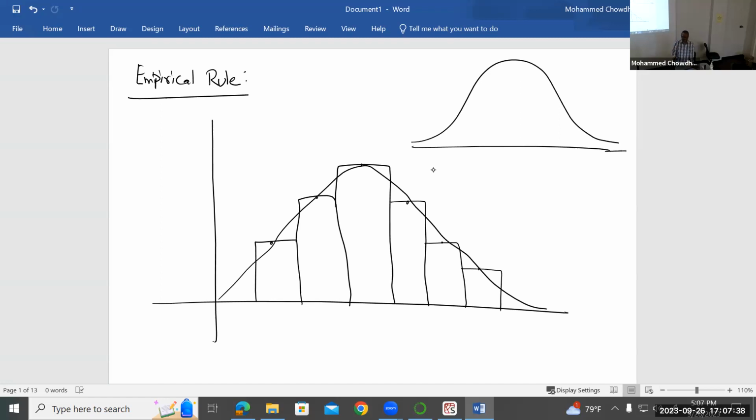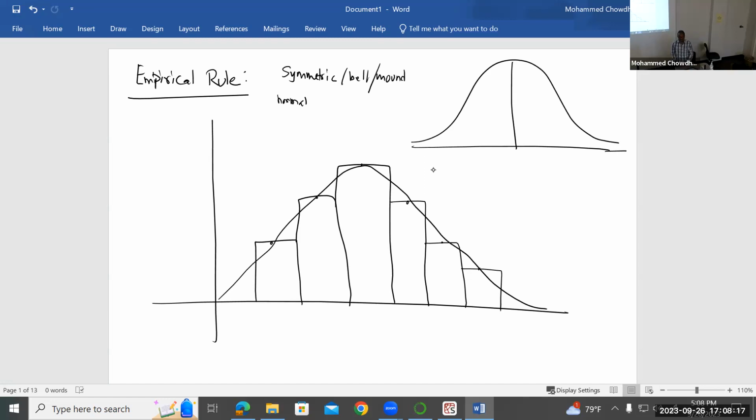You have a quantitative variable, that means a continuous variable. You make class intervals, make the corresponding frequency table, construct a histogram, add the top middle point of each bar, and get a frequency curve that looks like this. This is called symmetric. This curve is called the symmetric, bell-shaped, mound-shaped, or normal curve. Do you understand?